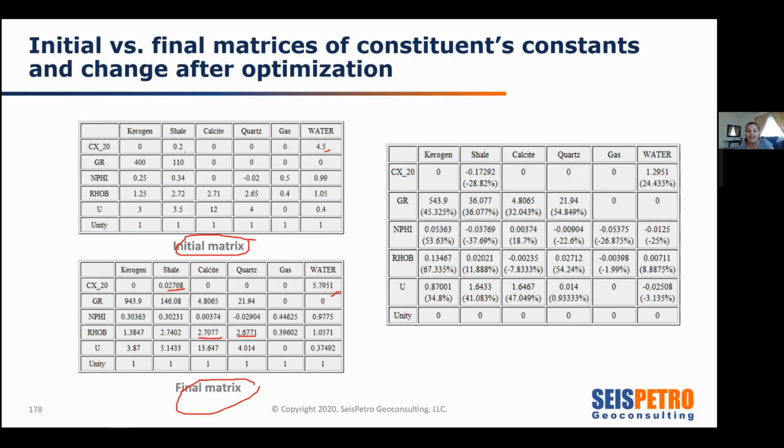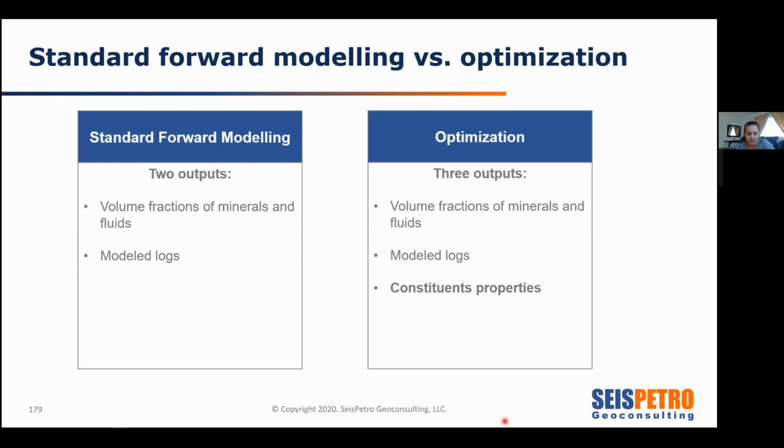As Noga said, this is a highly non-unique problem. So you, as the user, have to make sure that you give it reasonable limits to get a reasonable solution. And it also gives you a matrix telling you how much each of the constants changed. The difference between iMineralysis and any other forward modeling is that with forward modeling you get two outputs: the volumes of minerals and fluids, and the model logs. In this case, you have three, which are the same ones that you have with the forward modeling, plus the new properties of the constituents.